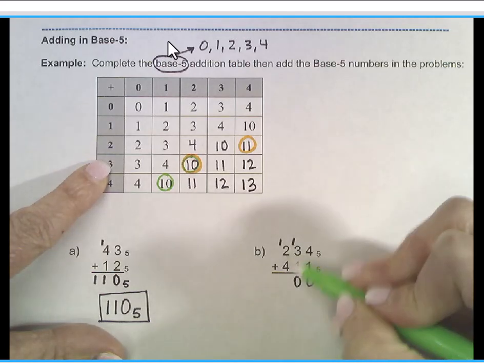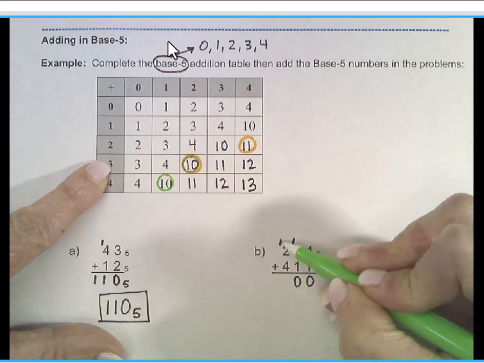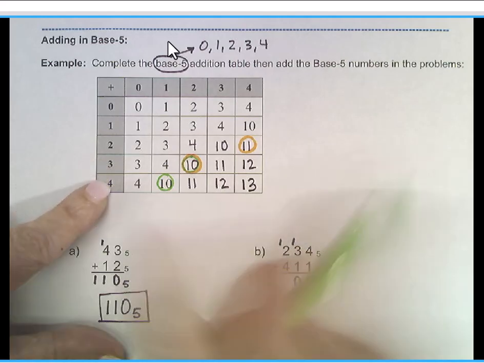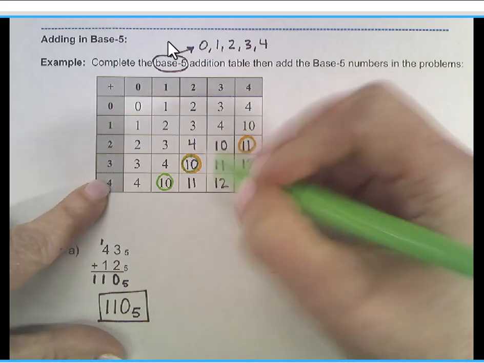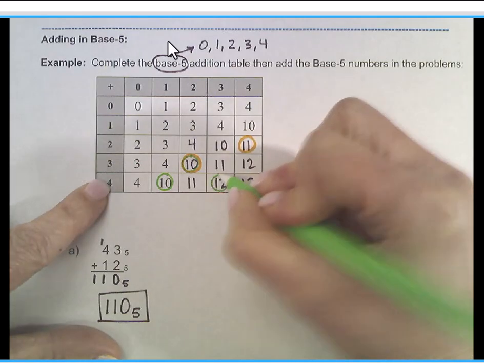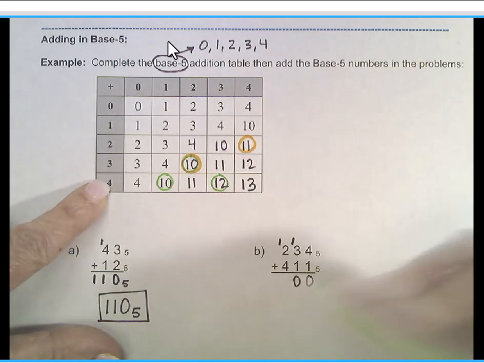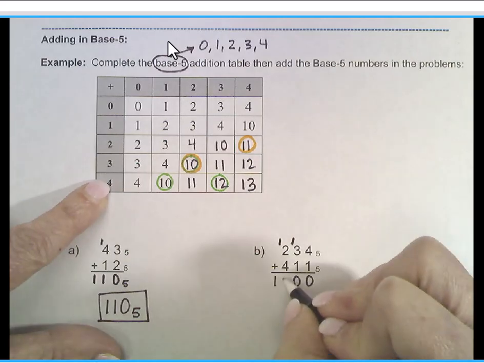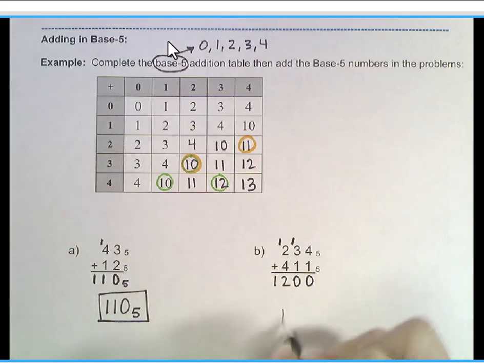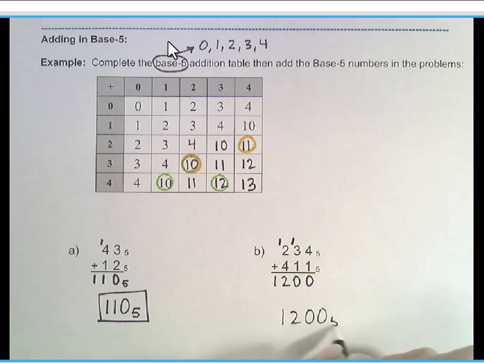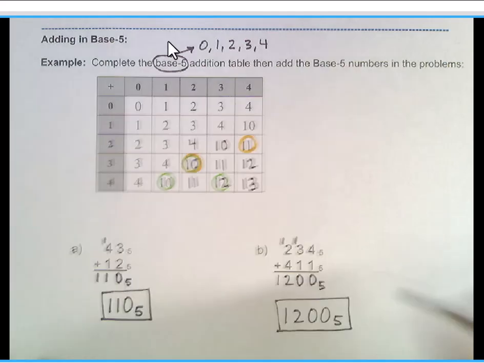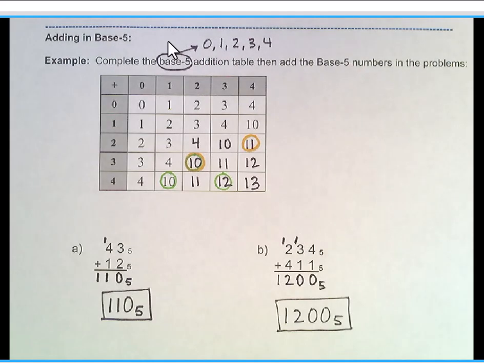And then this is going to be 4 plus 2 plus 1, so like 4 plus 3. So if we do 4 plus 3, 4 plus 3 is 12. 1, 2. So you get 1, 2, 0, 0 base 5. Don't call it 1200. It's just 1, 2, 0, 0 base 5. And again, we just use the addition table to help us out with those. So if you've never seen addition in another base, now you have.